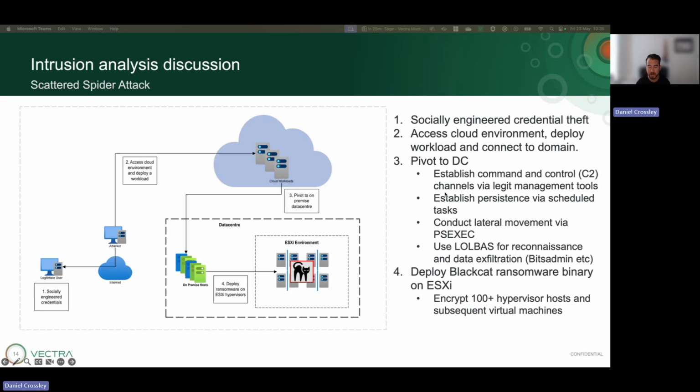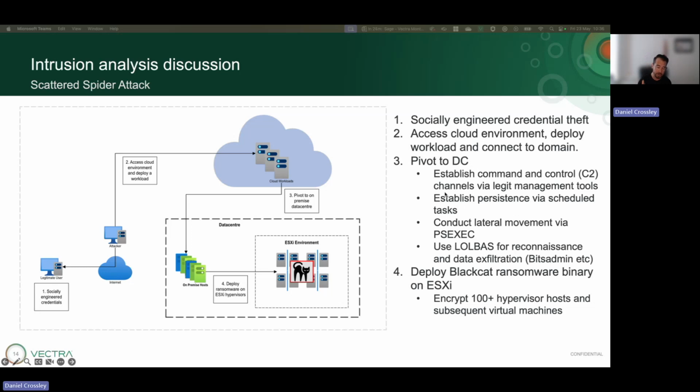Once they accessed Azure, they were able to deploy cloud workloads, specifically virtual machines, and join those to the on-premise domain, because that's what they used to then pivot down to the on-premise data center. So this is an example of a cloud to network attack, because the initial breach happened via the socially engineered credentials, gave them access to the cloud environment, and then they pivoted to an on-premise data center.